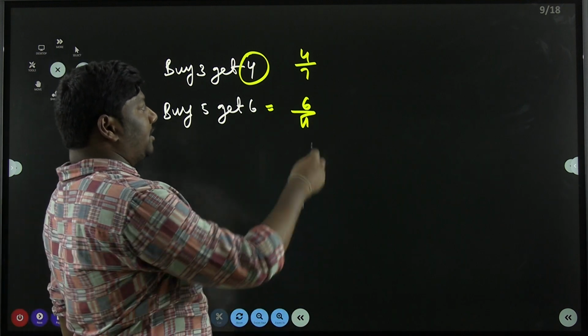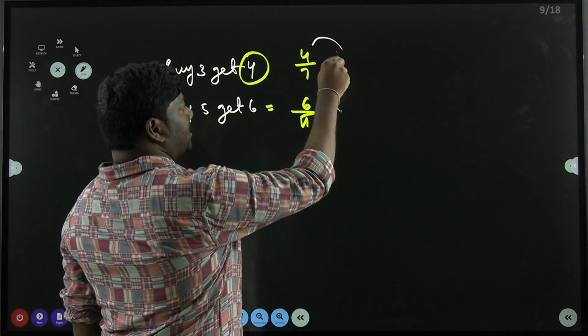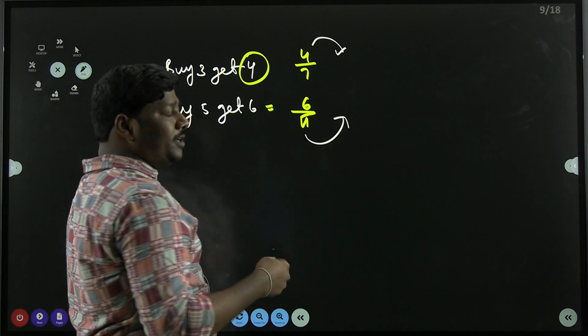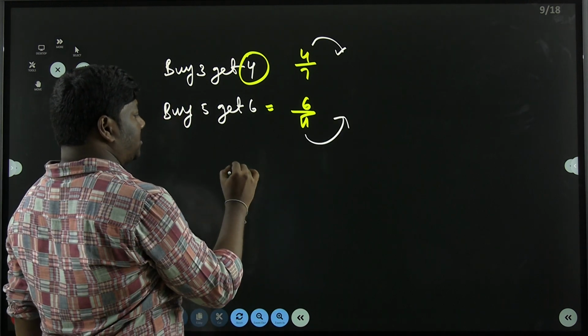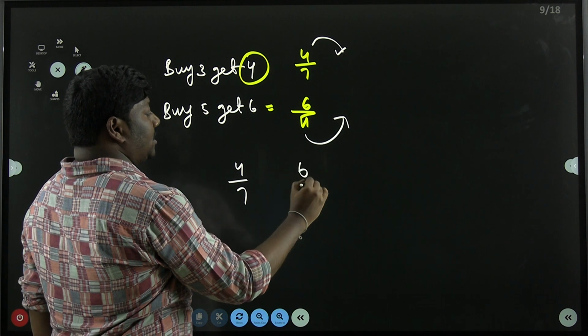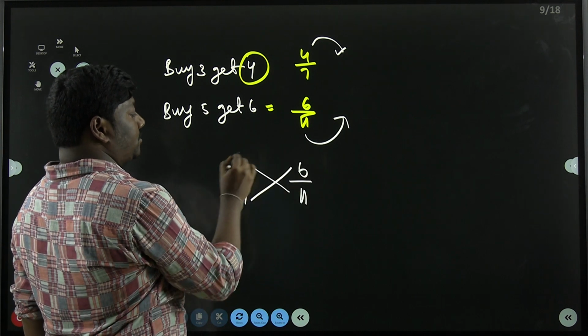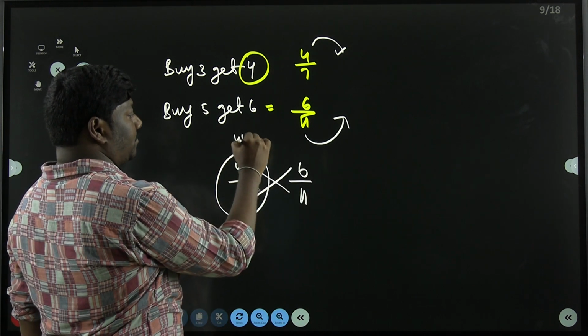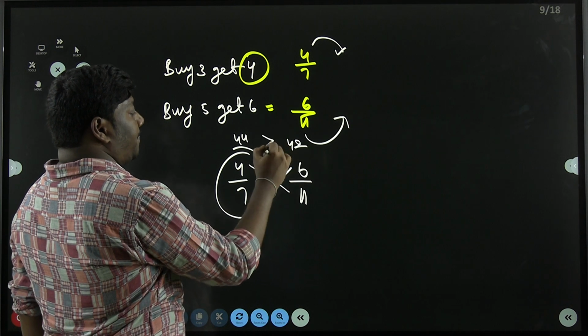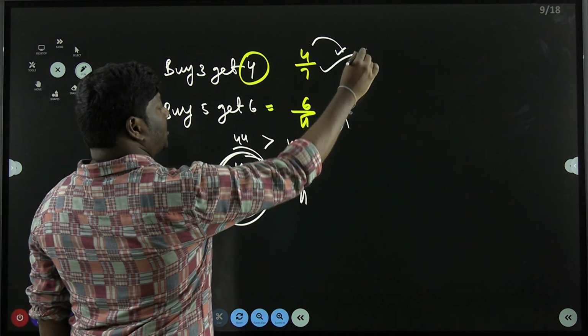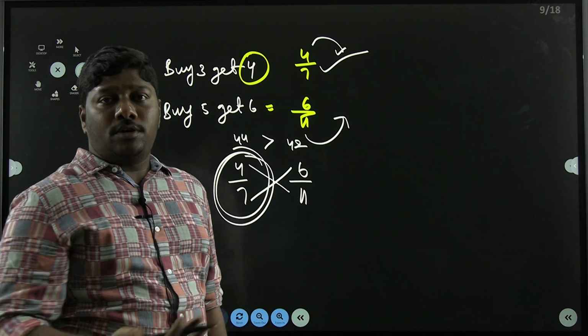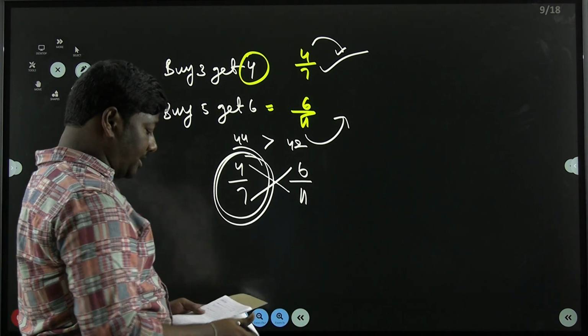Don't try to convert it into decimals and then do it. Don't do it like that. You can directly compare the fractions. You can compare 4 by 7 and 6 by 11: 44 and 42. So, you can say 44 is more compared to 42. Therefore, 4 by 7 is the higher discount when compared to the second. So, when you want to compare discounts, just compare the fractions.